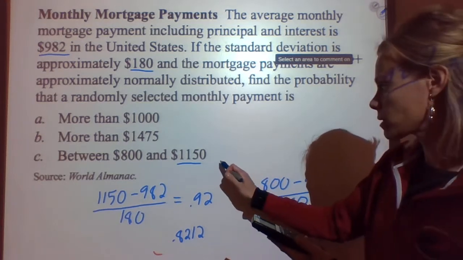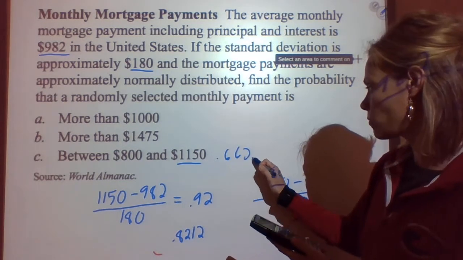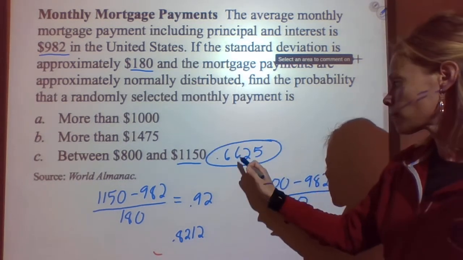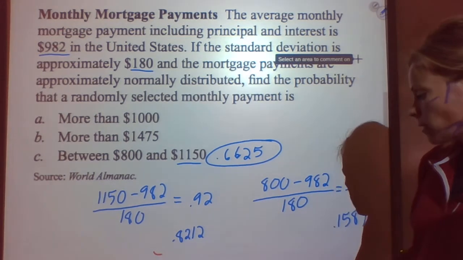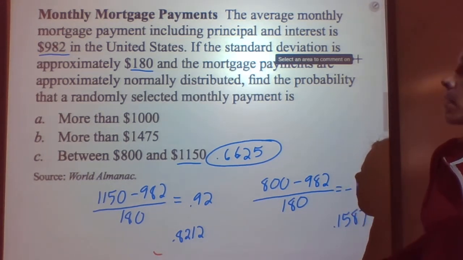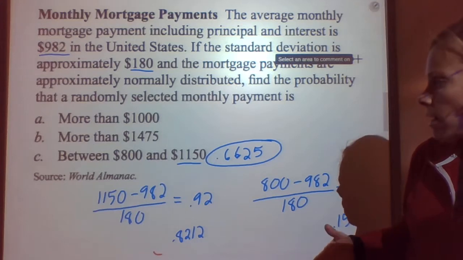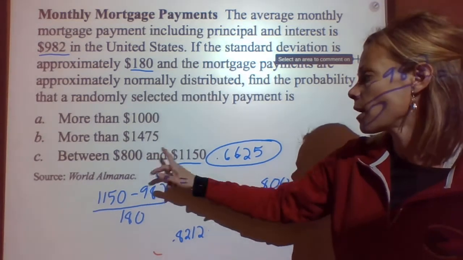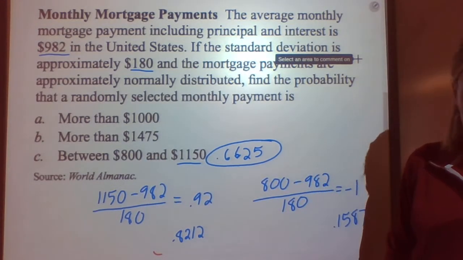So I'd get 0.6625. A little over half, right? Over half the people pay between 800 and 1150 a month.